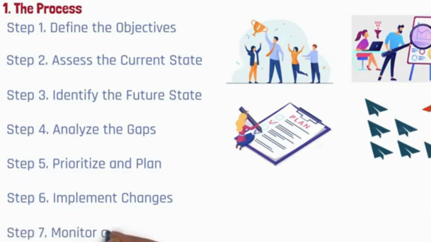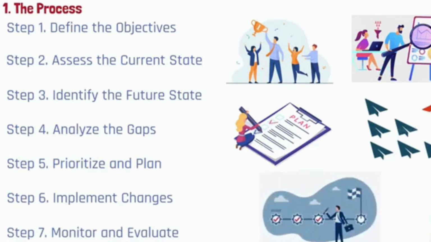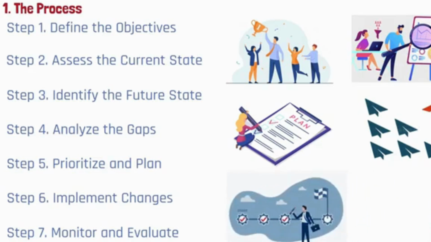Step 7. Monitor and evaluate. Continuously monitor and evaluate the progress of the implemented changes. Regularly assess key performance indicators and other relevant metrics to determine if the organization is moving closer to the desired future state.